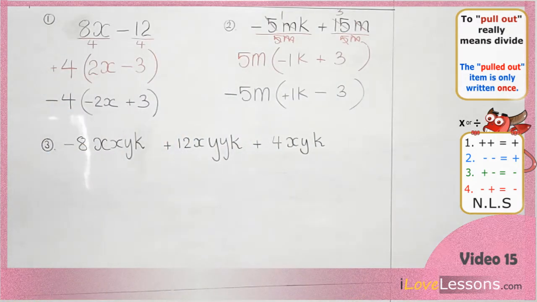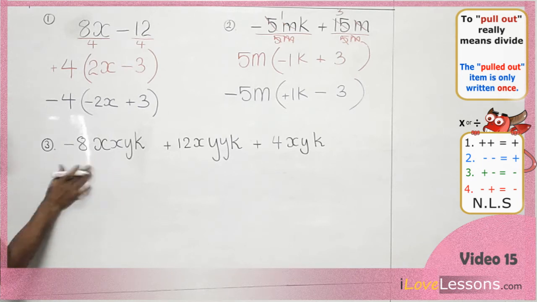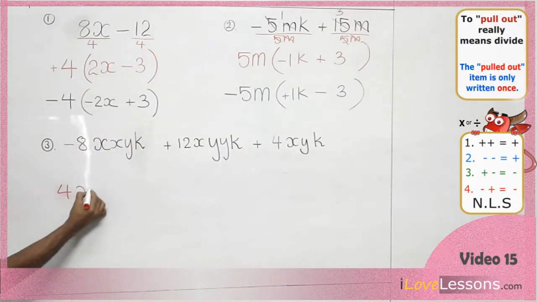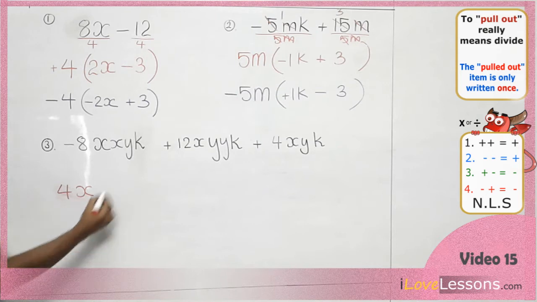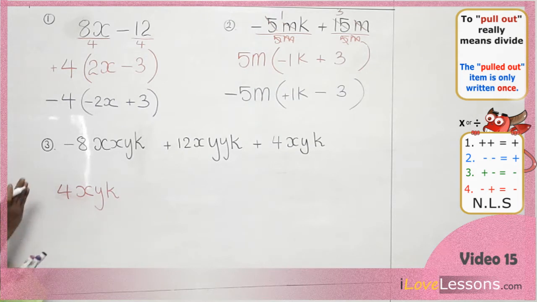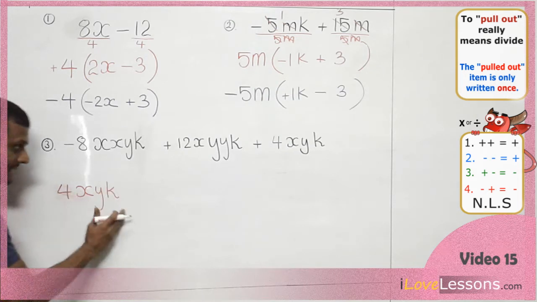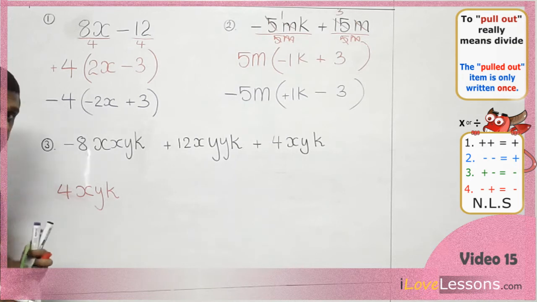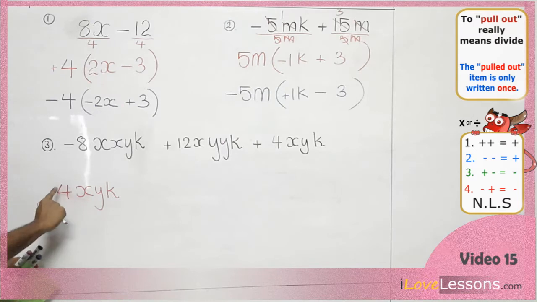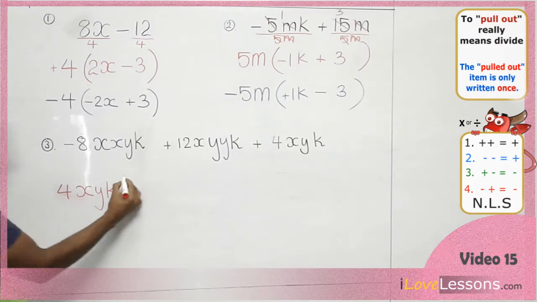So I think a good start would be to pull out an 8, no, not an 8, sorry, a 4. All of them have at least one x, at least one y, and they all have a k. So we will pull out the 4, the x, the y, and the k. What does pull out mean again? It means you're visiting all the items here and dividing them by 4, x, y, and k.